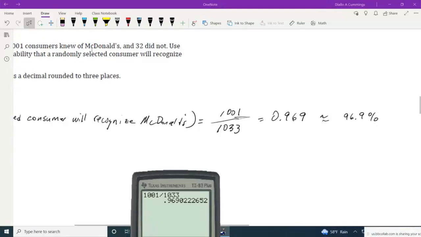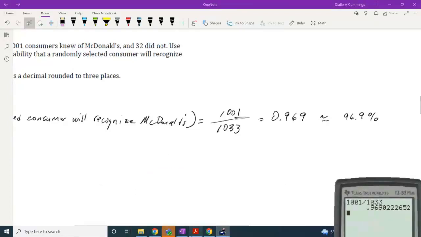The closer you are to 1, the more likely it is that the event will happen. All right, so let's go back to the lecture notes.